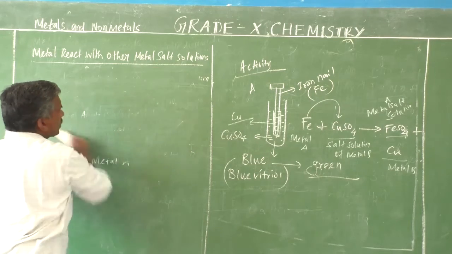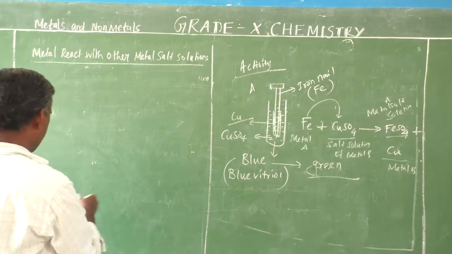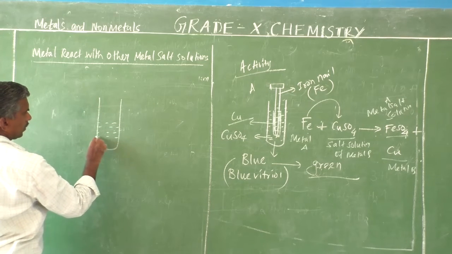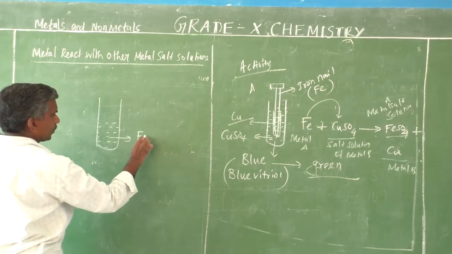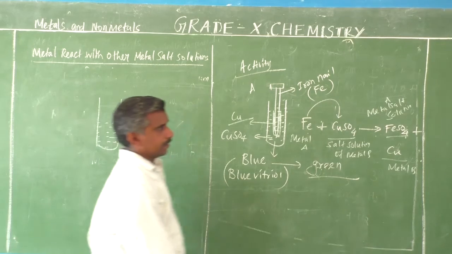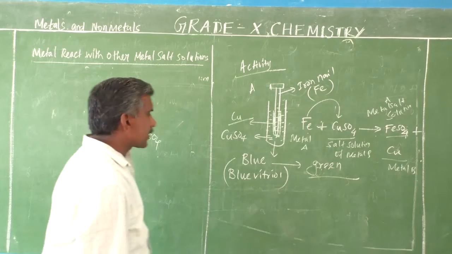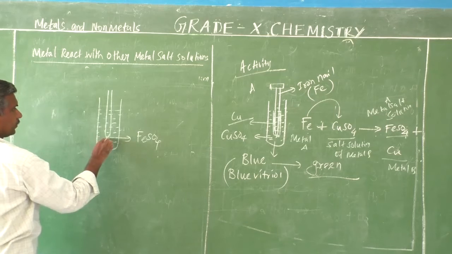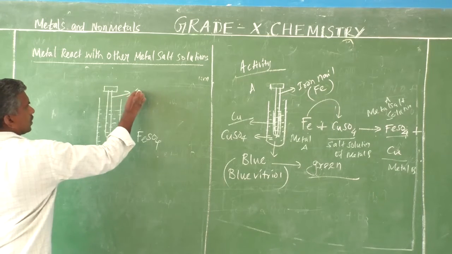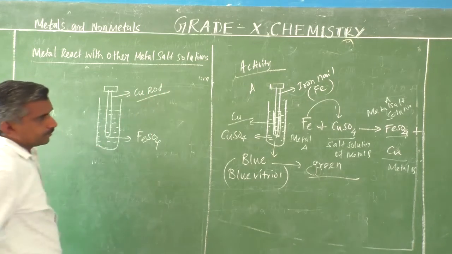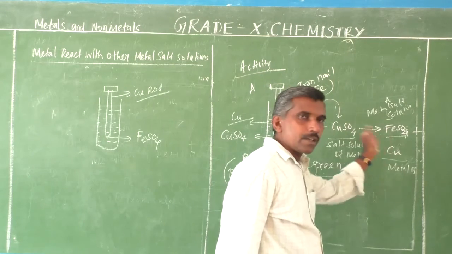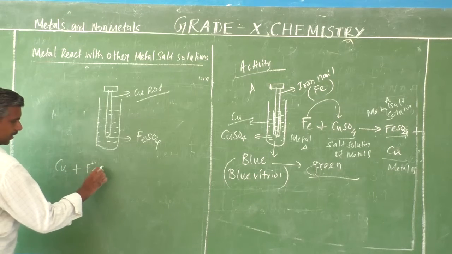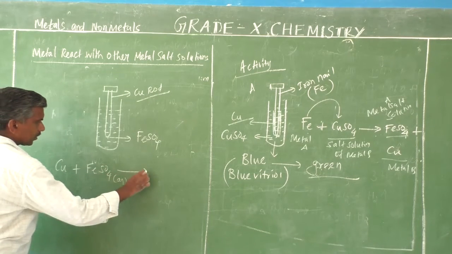This activity is the reverse. You take a test tube and fill it with ferrous sulfate. This is the opposite reaction. You add a copper rod. This is copper metal. Reverse reaction: copper plus ferrous sulfate aqueous solution.